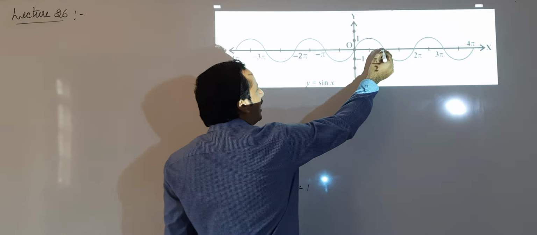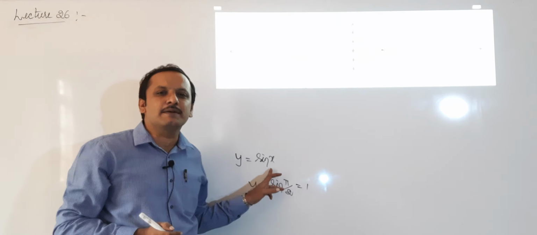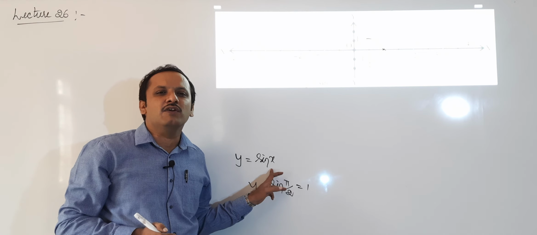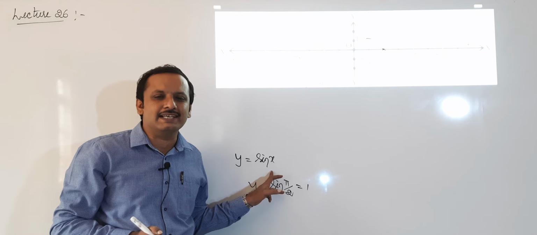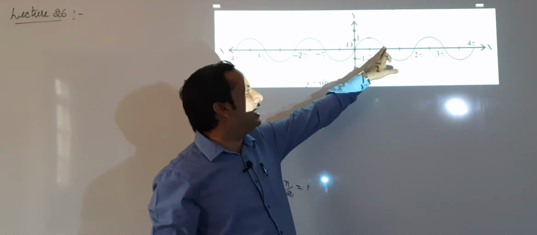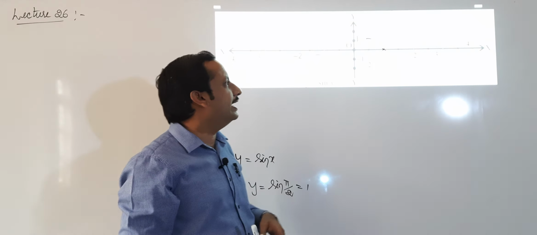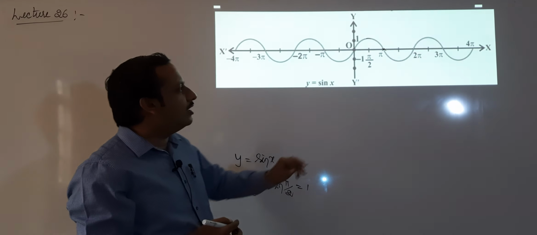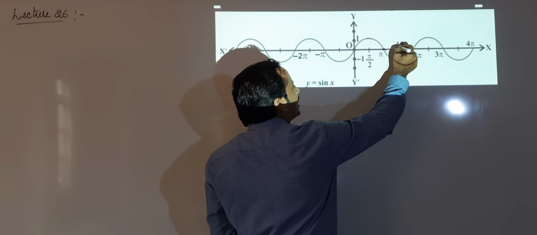Then you observe, at x equal to pi, if I substitute, the value of y is equal to sine pi. Sine pi is equal to 0. So, at x equal to pi, y is equal to 0. Then, observe this point is 3 pi by 2.